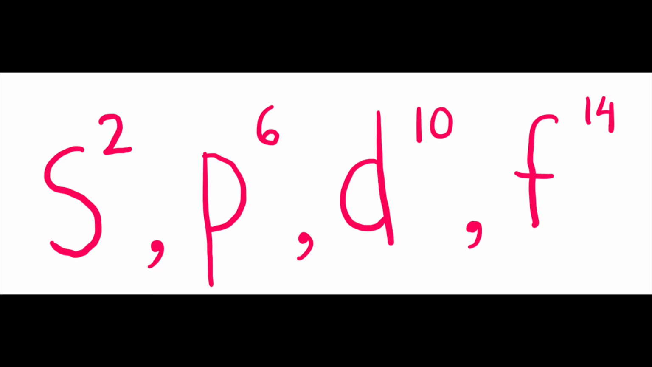Here's some basic information before we begin. The maximum number of electrons the s subshell can hold is 2. For the p subshell, it is 6. For the d subshell, it is 10. And for the f subshell, it is 14.